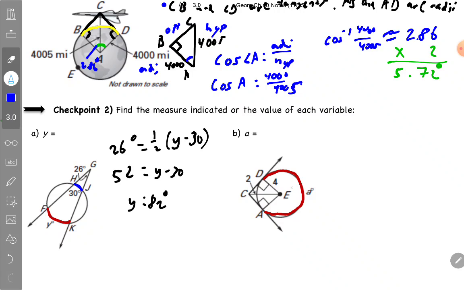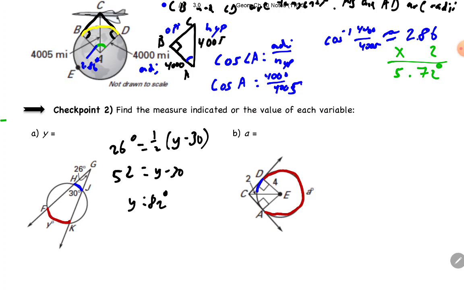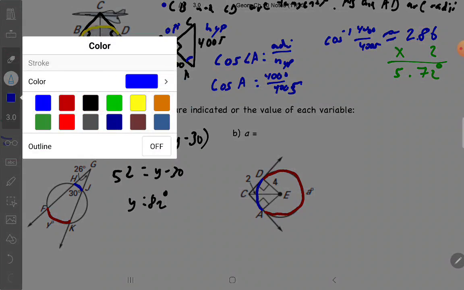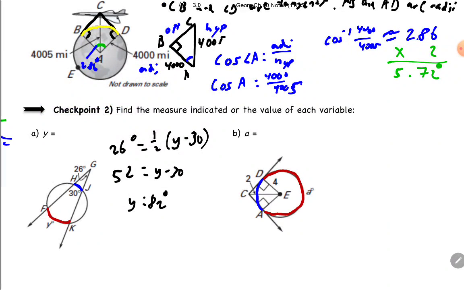In order to find the red arc, we need to know what the blue arc is, because if we know what the blue arc is, we'll take that minus 360, because 360 degrees in a circle. There's only the red piece and the blue piece, so to find the red piece, we just subtract the blue piece from 360. So we need at least 2 measurements. They tell us that this little segment here is 2, the radius is 4, so this piece is 4.